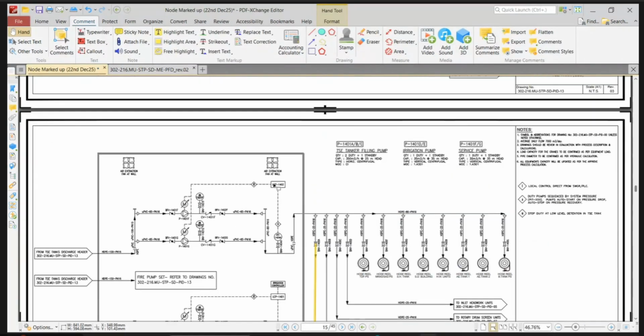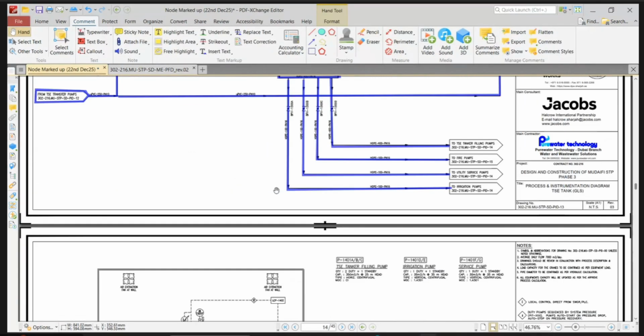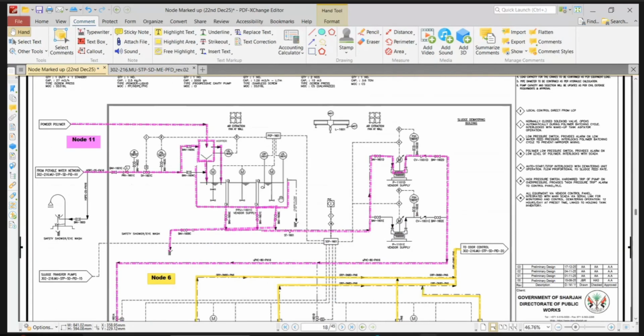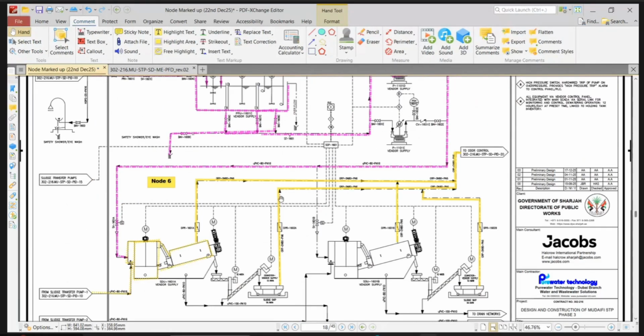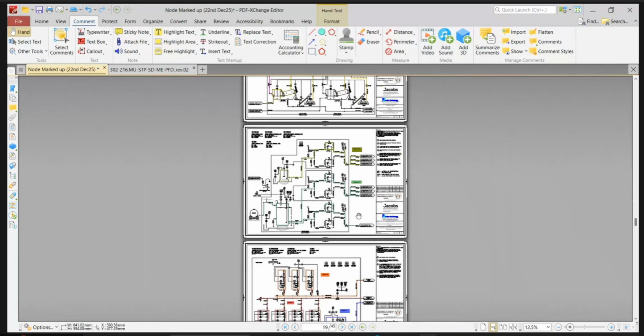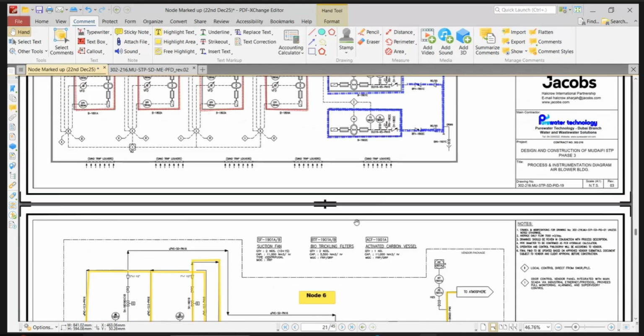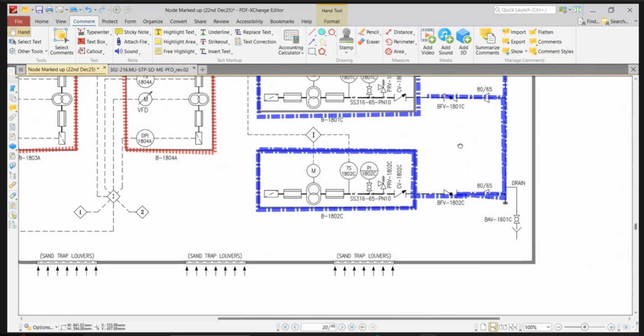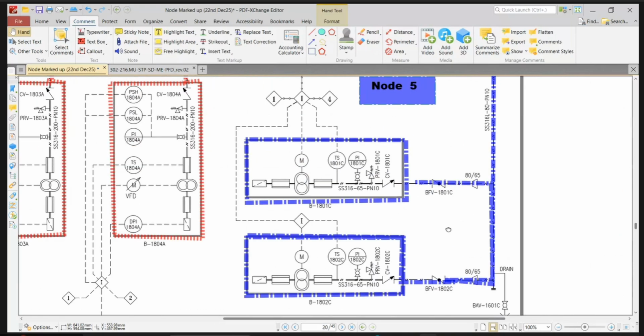Can someone help me about the P&ID number? 10 of 17, but 17 last one is blue line. Yeah, this one. This is air blower. Okay. Yeah, this is not another liquid line. This is blower. Blower line.